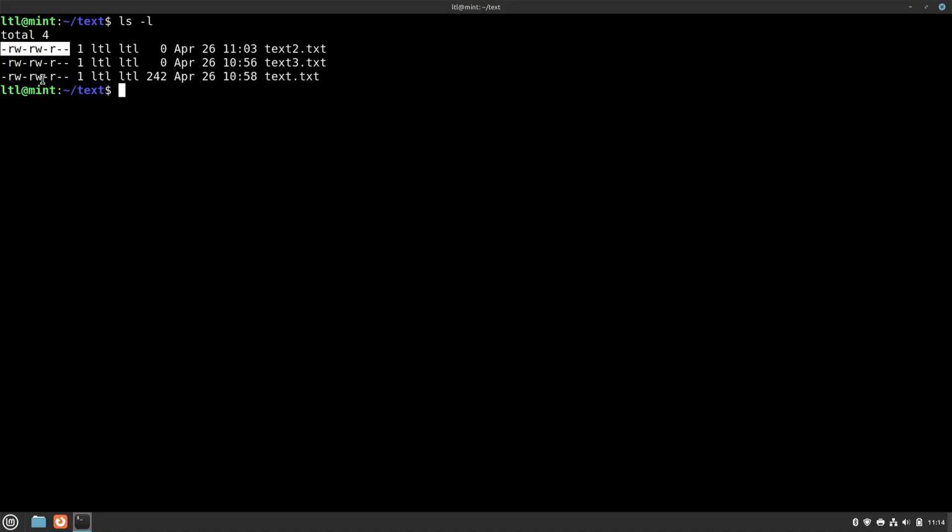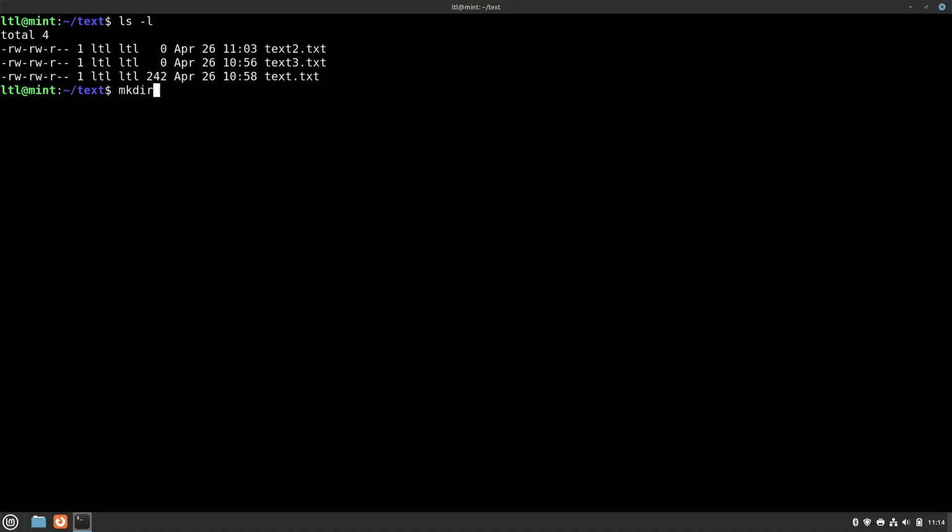There's a couple ways to do this, so we are going to go with the first one. That first little bit there means that it's a file, since it's a dash.